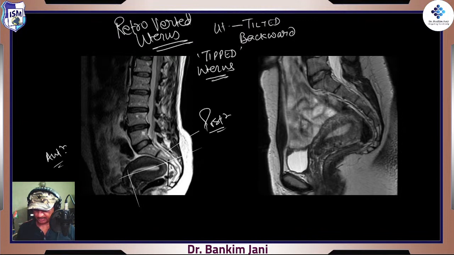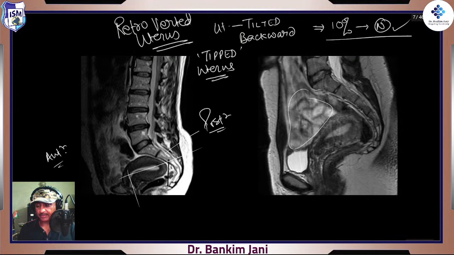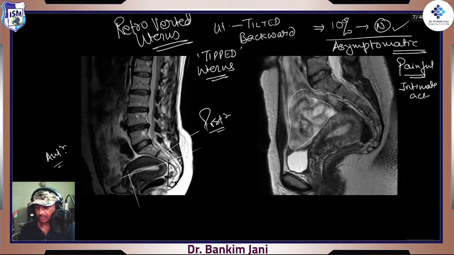Now there can be many reasons for this. It could be, say, some space occupying lesions pushing the uterus back. That could be one of the reasons. Or it could be completely normal. In about 10% of females this is normally present, and it is asymptomatic. Nothing goes wrong except one thing. Again, it is not in every case, but sometimes it may lead to painful intimate acts, but that is also not in every case.